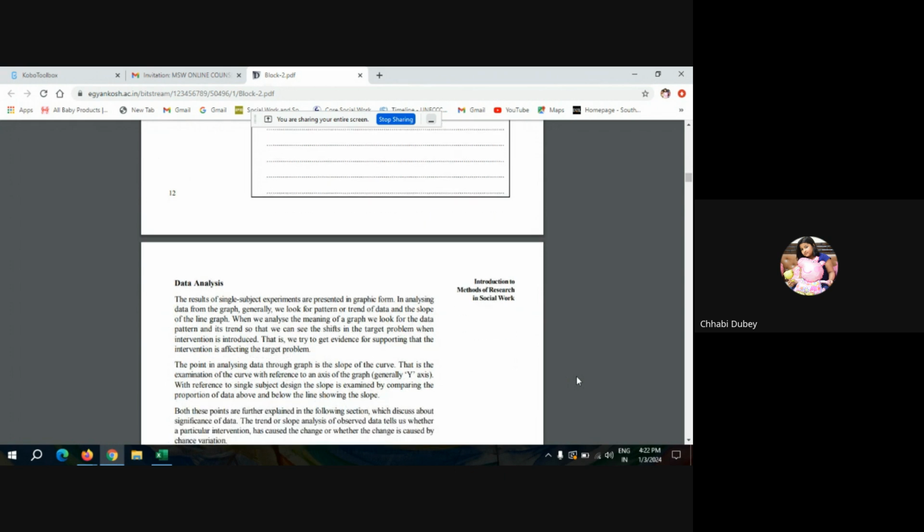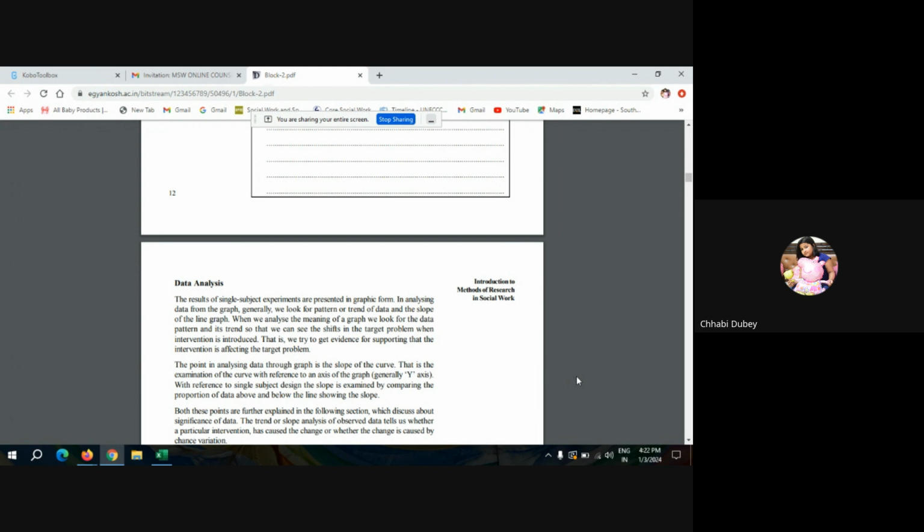Now, after this, we come to the data analysis part. The results of the single subject experiments, okay, they are presented in a graphic form. Of course, whatever data we gather from these experiments will be presented in graphic form. In analyzing data from the graph, generally we look for patterns and trends of data and the slope of the line graph. Now, there are a lot of data analysis tools that are now available for researchers.